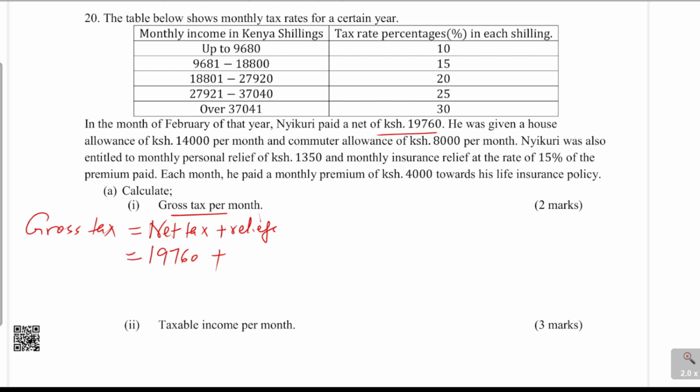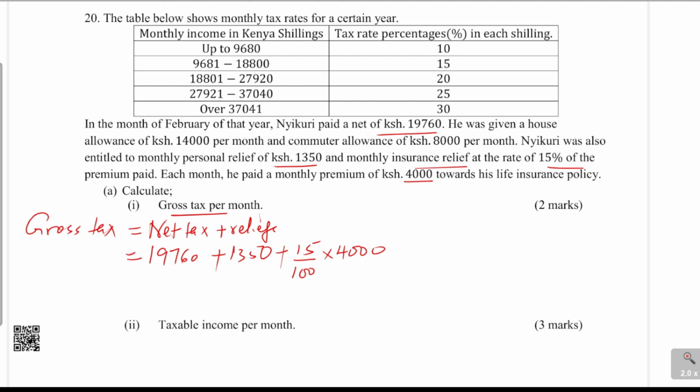So look at the reliefs. When you look at what you have here, there is one relief that is given here. That is a personal relief of 1,350. And then there is another relief, insurance relief at the rate of 15% of the premium paid. So 15%, that is 15 over 100. And that month he paid premiums that were worth 4,000. So it is 15% of 4,000. That is how you're supposed to do it.